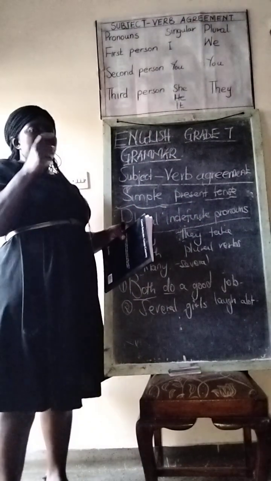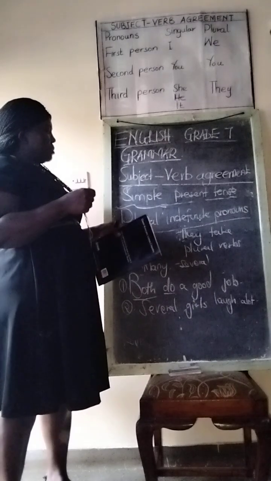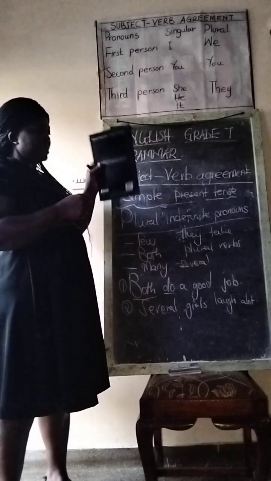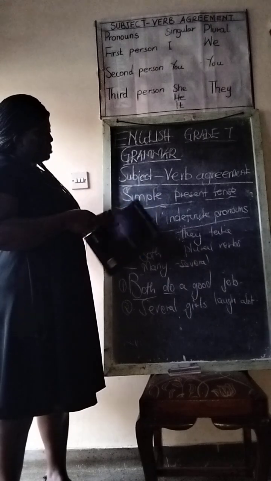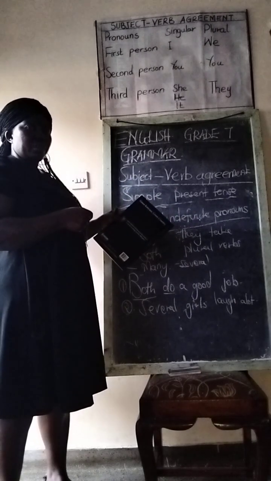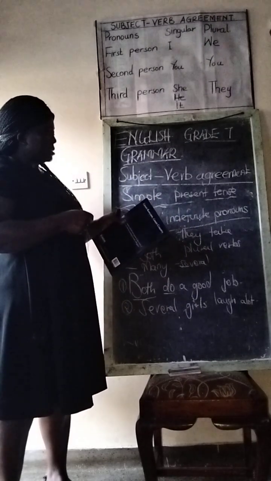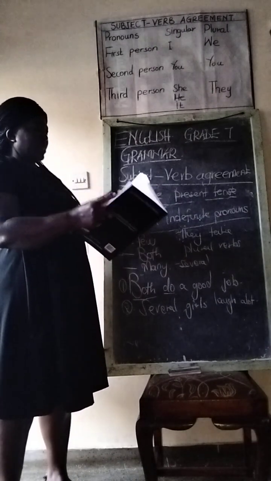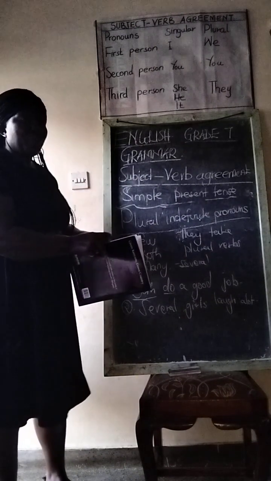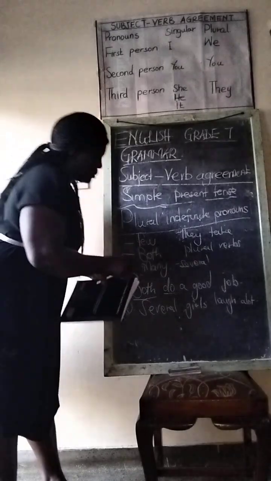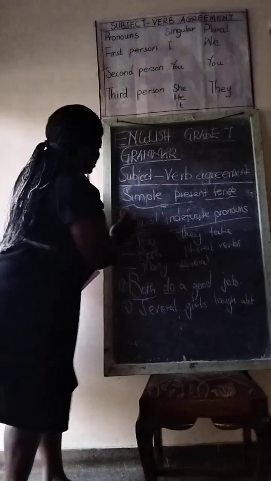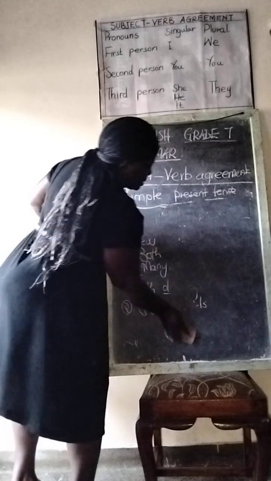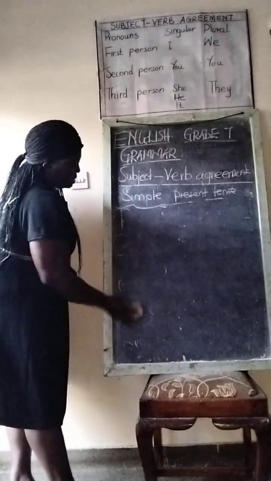We talk about simple present tense. We talk about the different pronouns. We've talked about single indefinite pronouns and then plural indefinite pronouns. The next rule is that we are having compound subjects. Let's talk about compound subjects. Can you give an example of a compound subject?